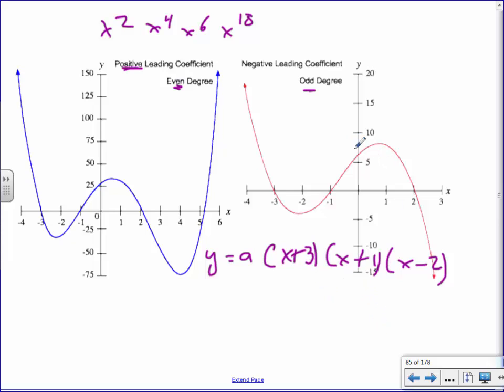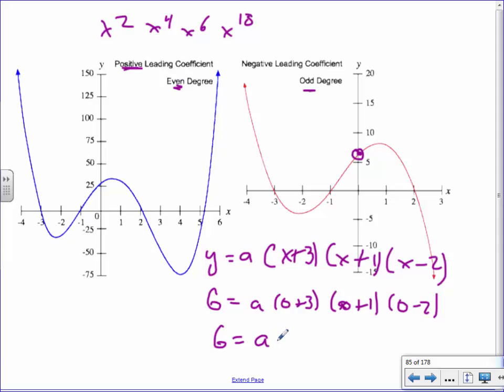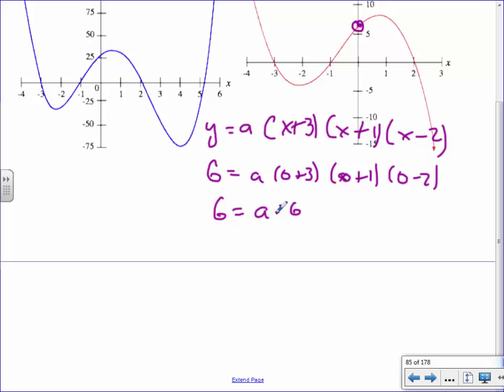So what we probably would want to do here is use the x-intercept right here, or the y-intercept right here, as our other point to try to figure out what that a value is. I feel like it goes through 6, probably. So I would plug in 6 for y, 0 for x. Three times 1 is 3 times minus 2 would give you minus 6. A times minus 6. Let's just write it like this. Minus 6a. So divide both sides by minus 6.